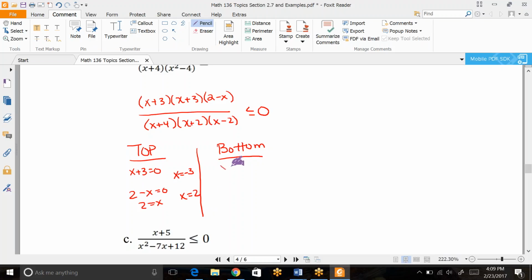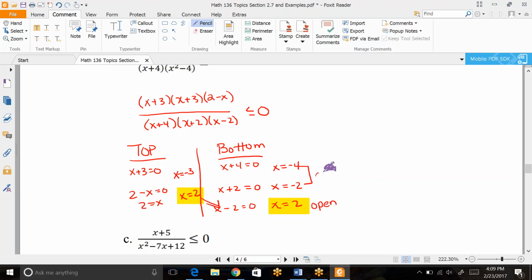For the bottom, x plus 4 equals 0 gives me negative 4, and x plus 2 equals 0 gives me negative 2, but x minus 2 equals 0 gives me another x equals 2. So again, because I have something that shows up twice, I'm going to highlight this here. And there is a reason for that. If something shows up twice, top and bottom, so one of each, you always go with it being open. So we're going to defer to this because it's in the bottom.